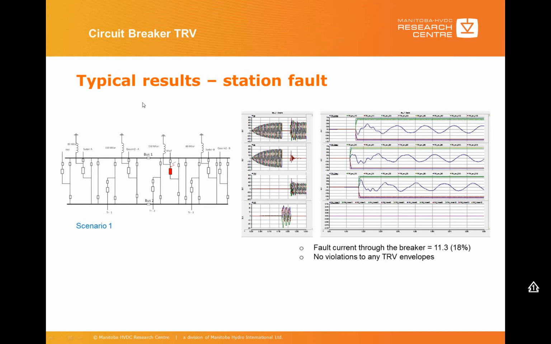And this is finally a few typical results demonstrated here from some studies. You see that here we apply a breaker terminal fault. You see different waveforms, and this is the envelope. May not be that clear, but you see the blue color curve is the TRV. The TRV curve is not crossing any of the envelopes. It means not violating. So no violations to any TRV envelope.